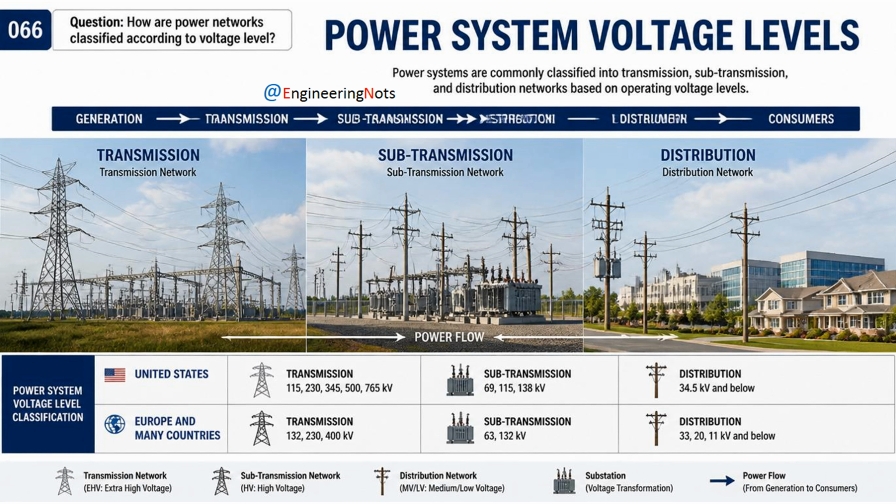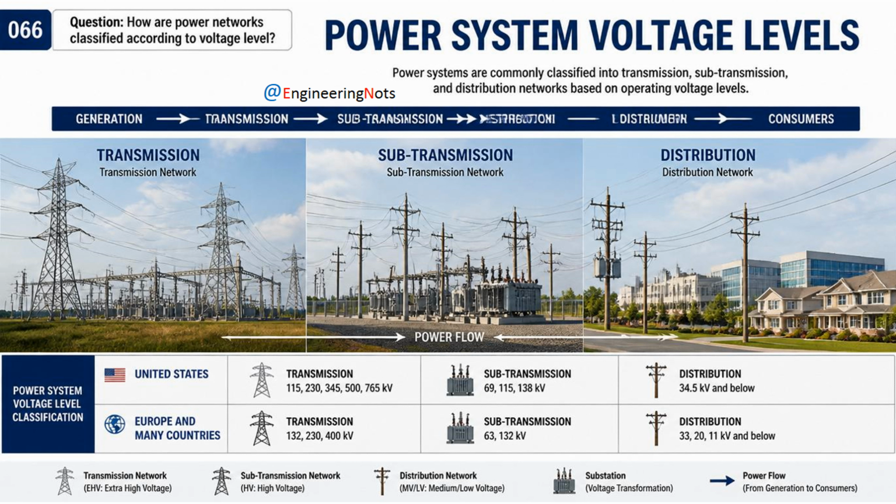Question 66. How are power networks classified according to voltage level? Power networks are generally classified into three main categories based on their operating voltage levels. Transmission networks carry large amounts of electrical power over long distances. Subtransmission networks transfer power from transmission systems to distribution substations. Distribution networks deliver electricity directly to residential, commercial, and industrial consumers.